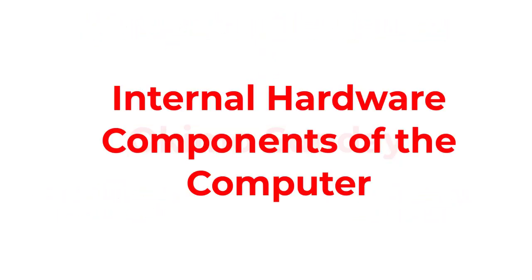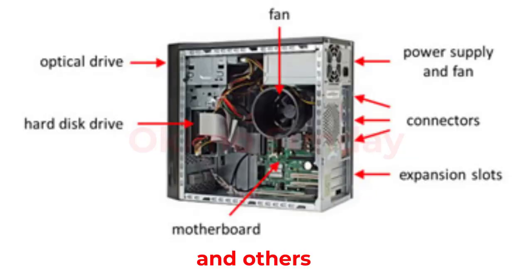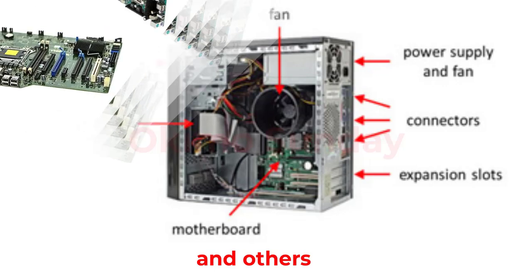Let's get started with the internal hardware. The internal hardware includes those hardware components that are found inside the computer or your PC. That is, when you open your PC or your laptop, you will locate those hardware components inside the computer. An example of that is the motherboard.